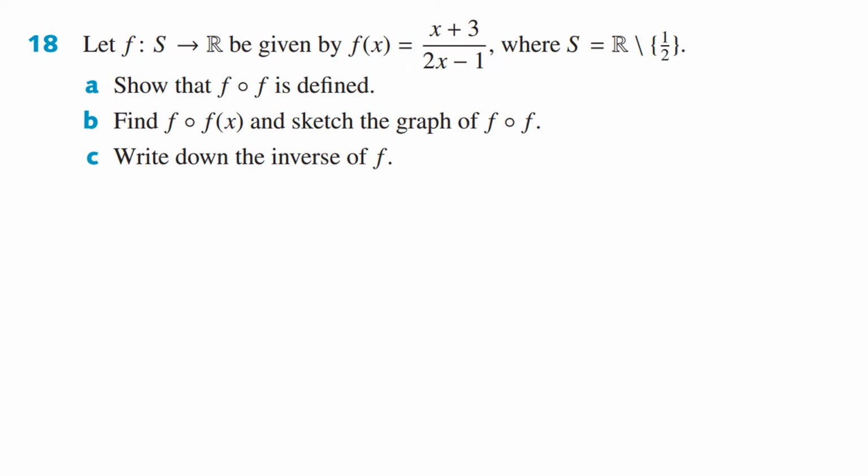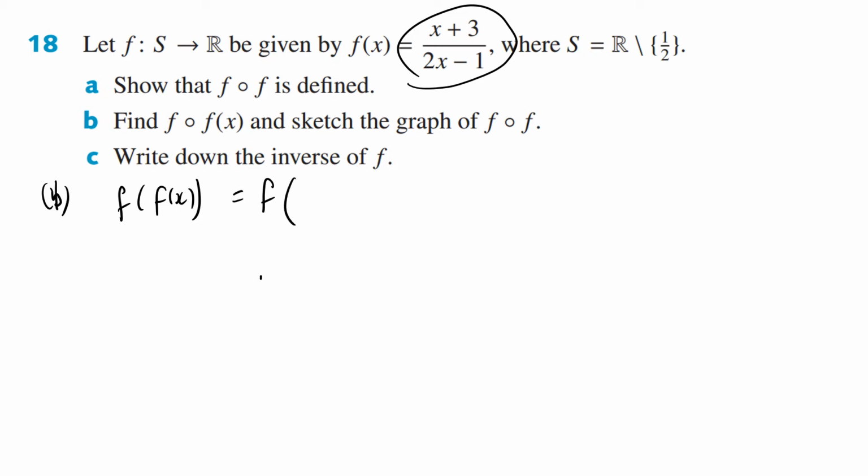So now what we're going to do is part B. Now part B asks us to find f of f(x). Now I think it's a little bit easier using the original version of the rule here. So we're going to try and find out f of (x plus 3 over 2x minus 1).